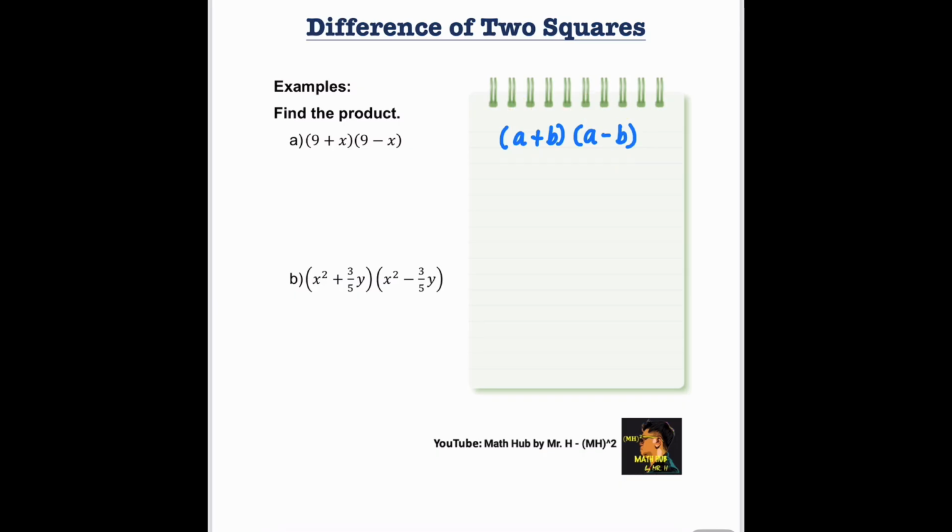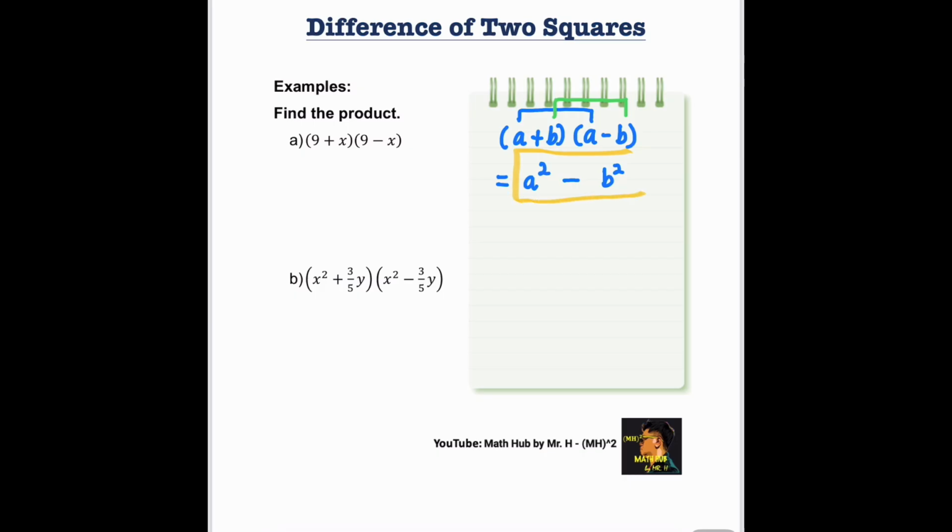So how are we gonna find the product of this? It's very easy and straightforward. What you need to do is first multiply the first term of the first binomial and the first term of the second binomial. So a times a is a squared. The second thing that you need to do is multiply the second term of the first binomial times the second term of the second binomial. So b times b is b squared. Now the sign in the middle will always be negative. And that is the answer.